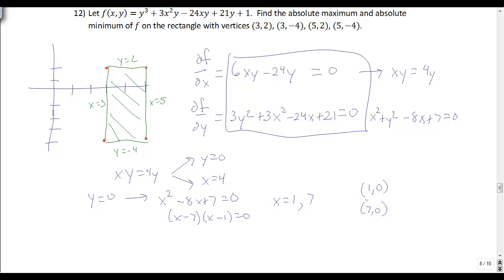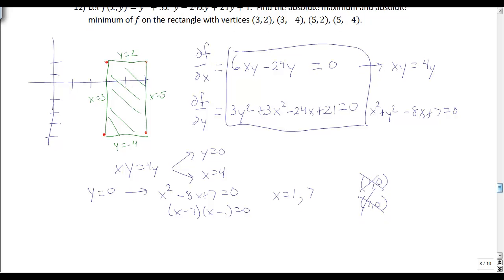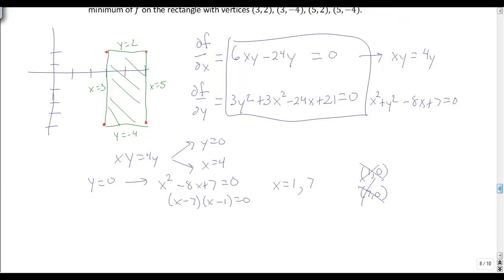It turns out when we look at these, (1, 0) is right here on our graph, (7, 0) is out here. Both of these are not on the rectangle or inside of the rectangle, so we don't care about those. They're local min or max of the function viewed outside of the rectangle, but in terms of the rectangle, they're irrelevant. So y equals 0 didn't really give us anything useful.